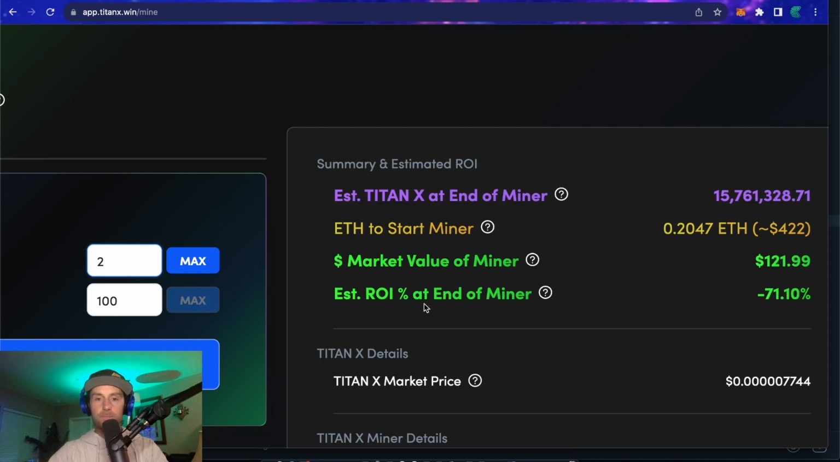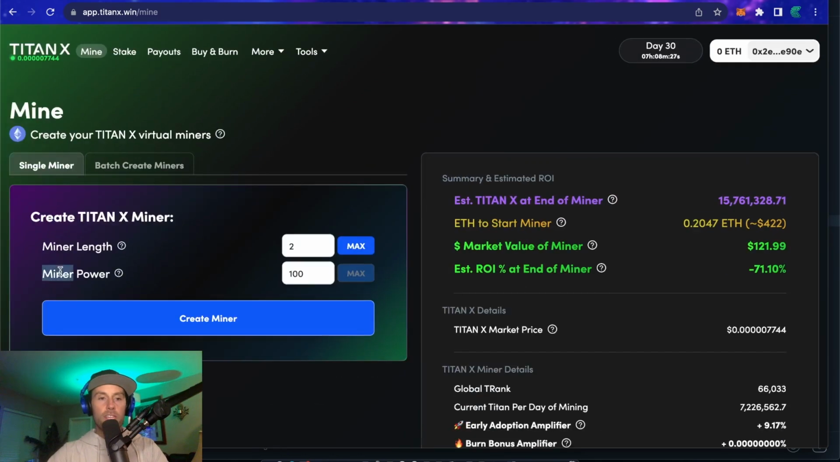And as you can see, there's a bunch of stats here. So the cost of the miner, so the ETH to start the miner, in this case is 0.2. And this is where I'm going to talk about miner power. So this section right here called miner power, it says 100 currently.